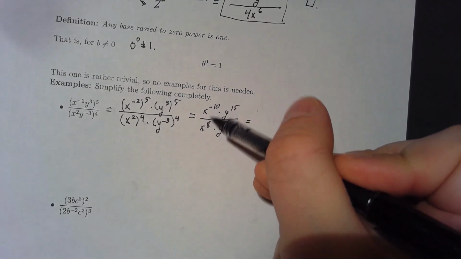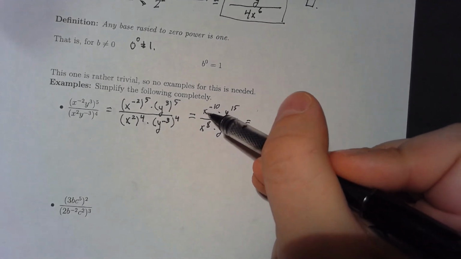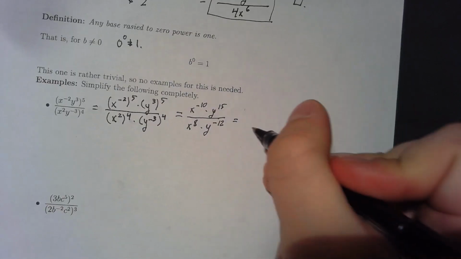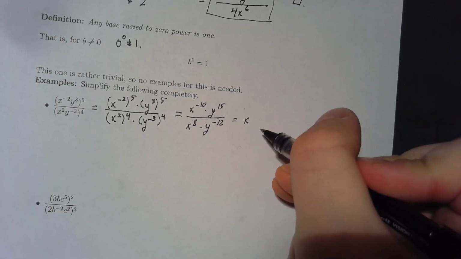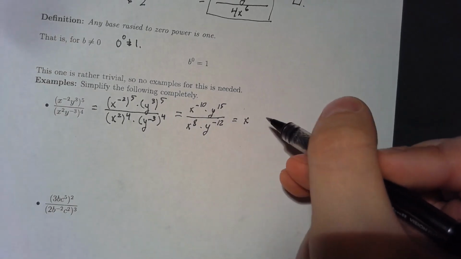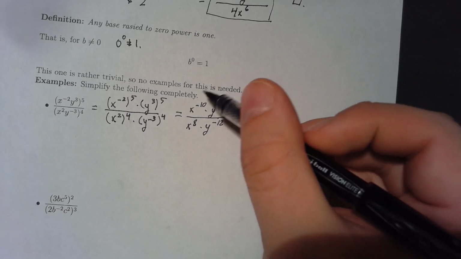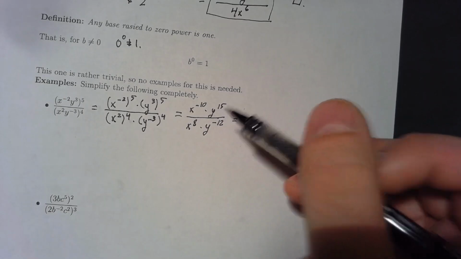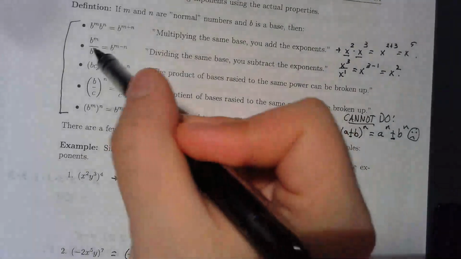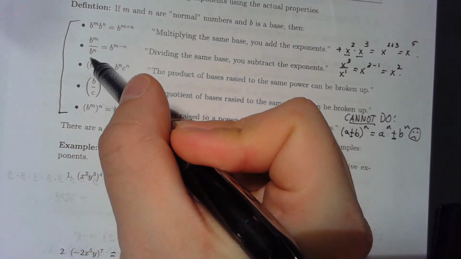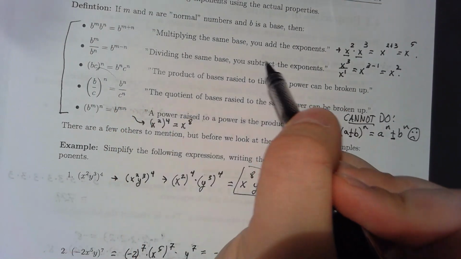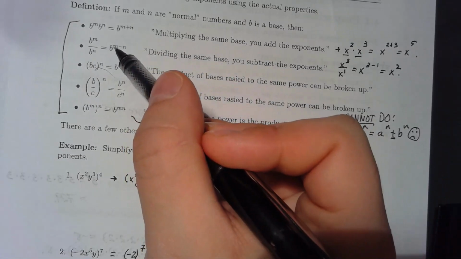So what I'm going to do here is combine these bases. So this is x to the negative 10th over x to the 8th. How do I write that? That's going to be x to what power? Well, if I look at my properties, let me get my properties over here again. I have a base to a power divided by a base to a power. That's the difference of the powers. You subtract the exponents, right? So it's going to be that base to the difference of those two powers.